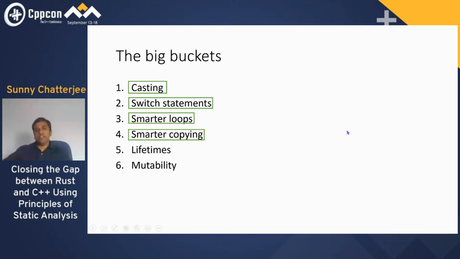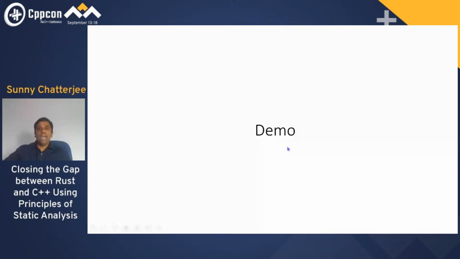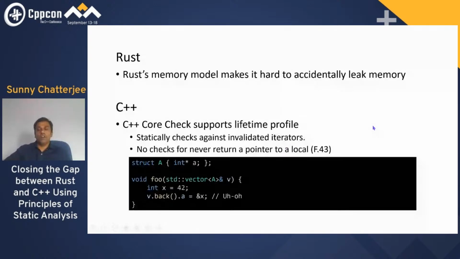So we looked into casting, switch statements, smarter loops, smarter copying. Next, we will talk a little bit about lifetimes. Rust's memory model makes it hard to accidentally leak memory. In C++, however, we have a set of rules in the lifetimes profile that statically checks against invalidated iterators. So if you go to Visual Studio today, and select the C++ Core Check lifetime profile from the code analysis, you would be able to find these errors in your code.